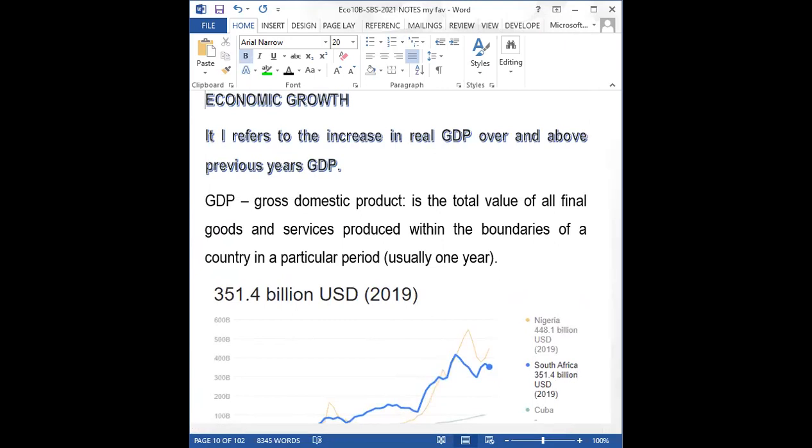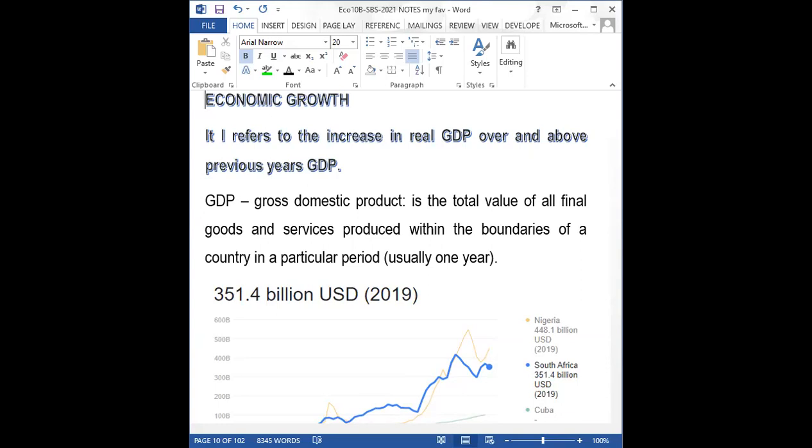So basically, we are comparing the production that was happening over the years for us to be able to see whether the economy was growing, or the economic activity that was happening over the years for us to be able to ascertain whether the economy was growing. So economic activity can be measured using a metric that we refer to as gross domestic product, GDP.